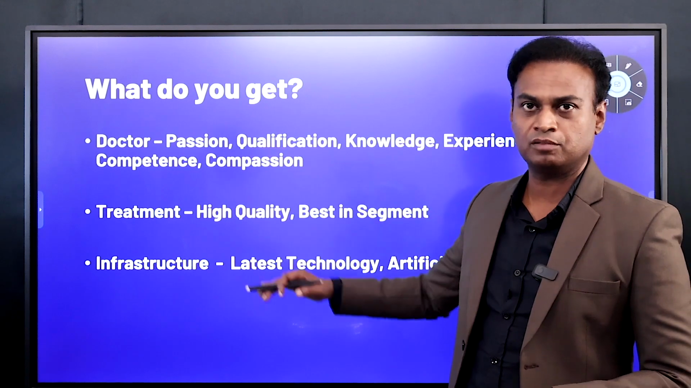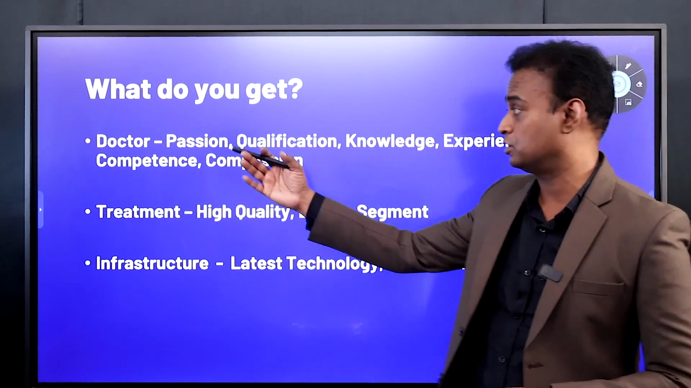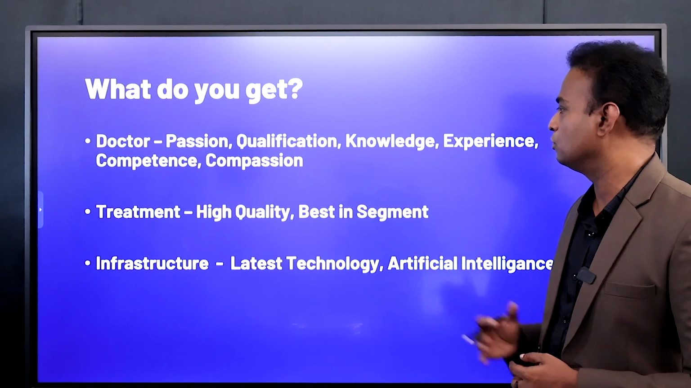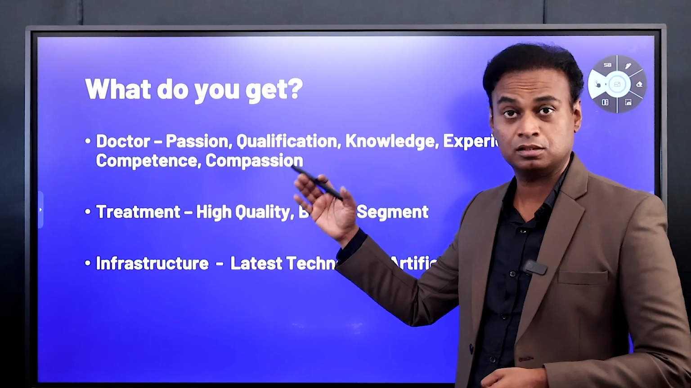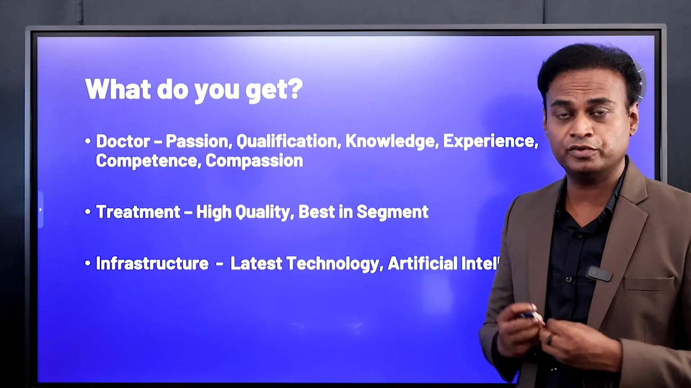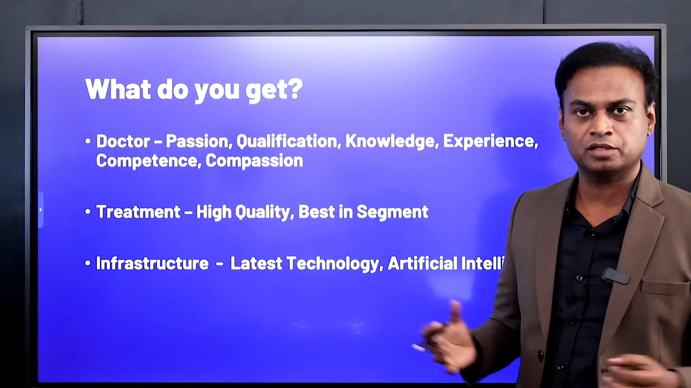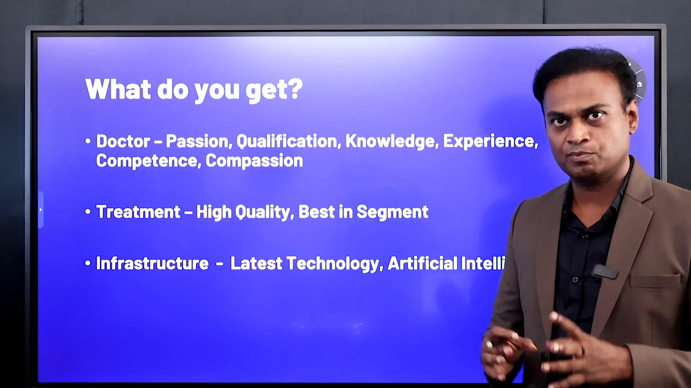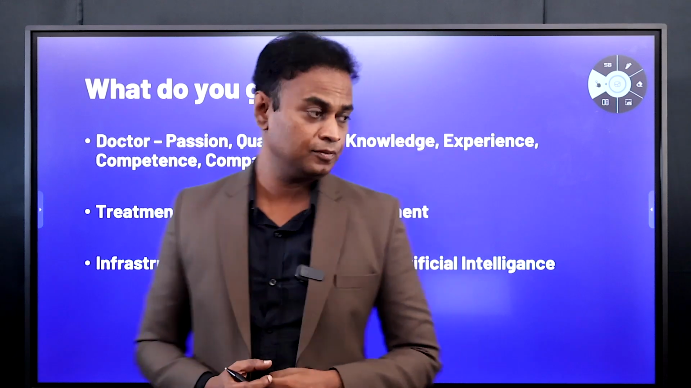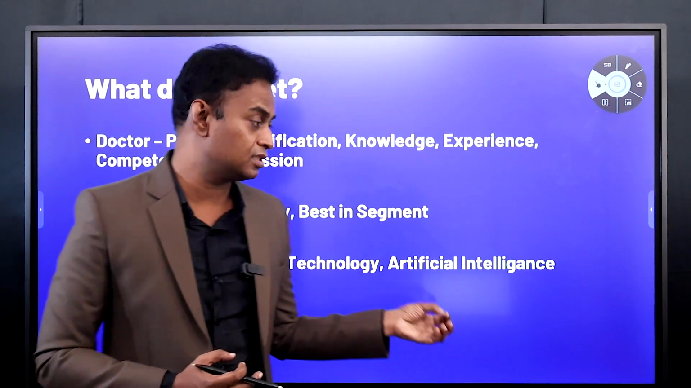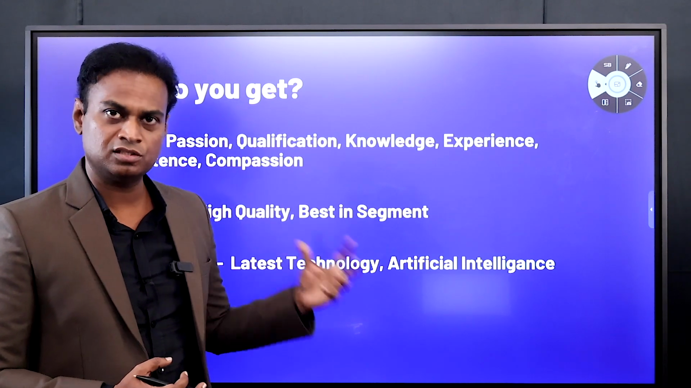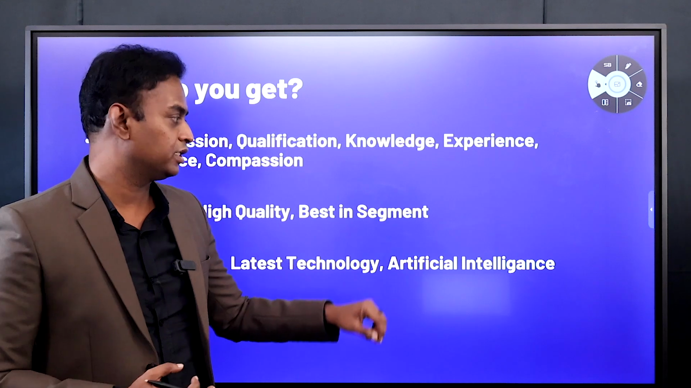So what do you get at Fidicus Homeopathy? There are 3 important parameters you get at Fidicus Homeopathy. First one is doctors. Our doctors are passionate, qualified, knowledgeable, well experienced, competent, and compassionate. Coming to the treatment, we give high quality treatment. The medicines which we use are very high quality, best in segment medicines. We get the medicines from top pharmaceutical companies. And coming to the infrastructure, we use the latest technology, and we also use artificial intelligence in treating autism kids. So this is the only and first homeopathic clinic which is using artificial intelligence to treat autism kids.